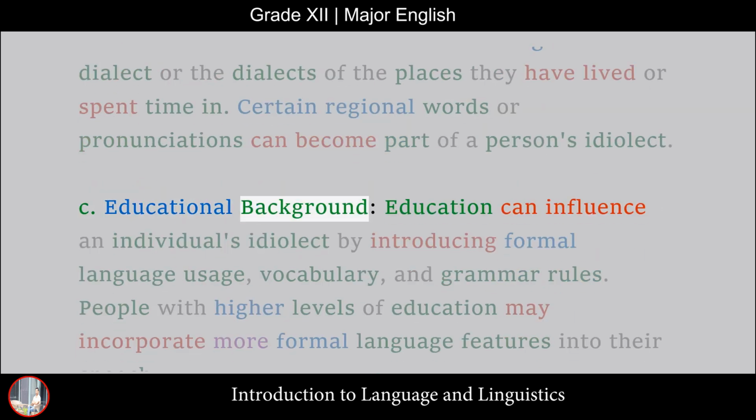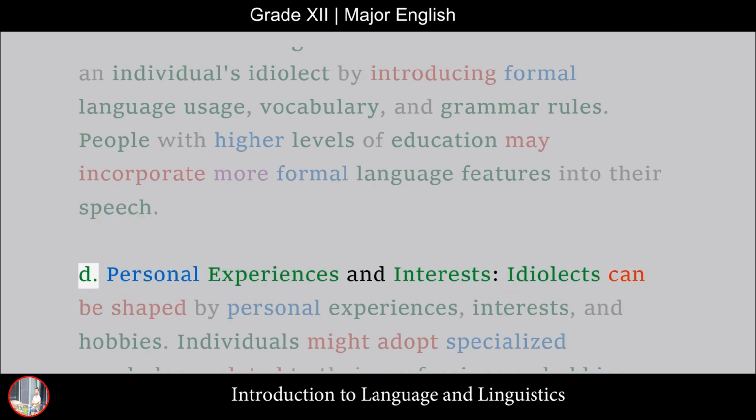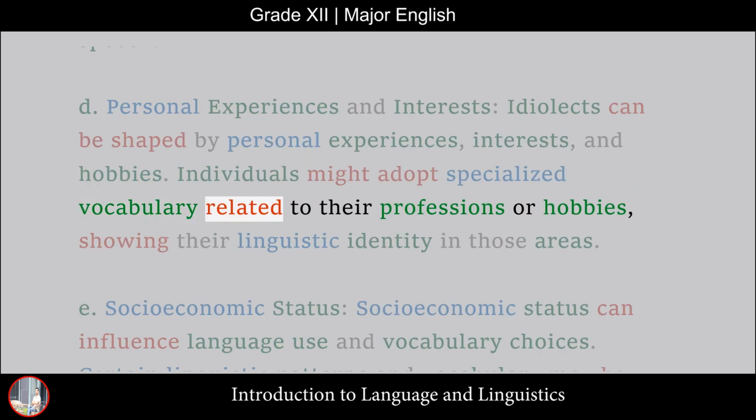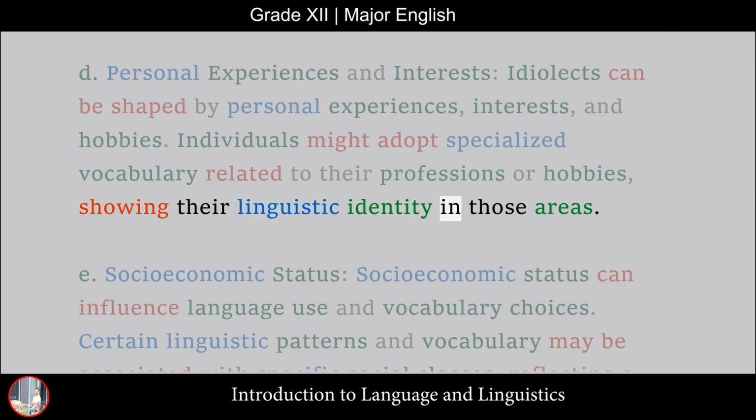C. Educational background. Education can influence an individual's idiolect by introducing formal language usage, vocabulary, and grammar rules. People with higher levels of education may incorporate more formal language features into their speech. D. Personal experiences and interests. Idiolects can be shaped by personal experiences, interests, and hobbies. Individuals might adopt specialized vocabulary related to their professions or hobbies, showing their linguistic identity in those areas.